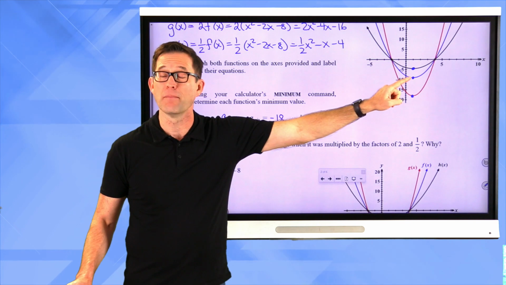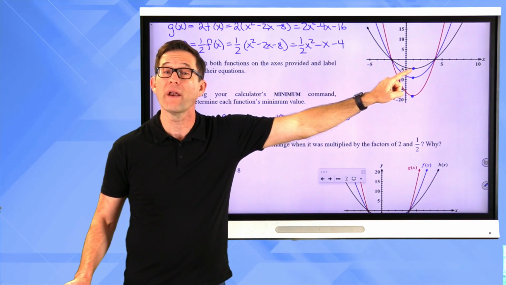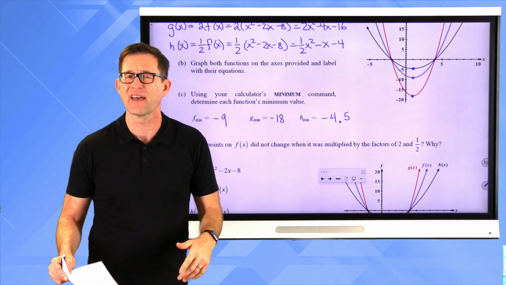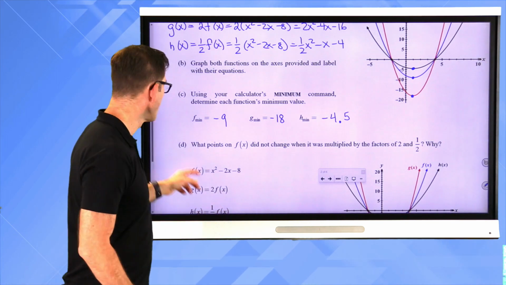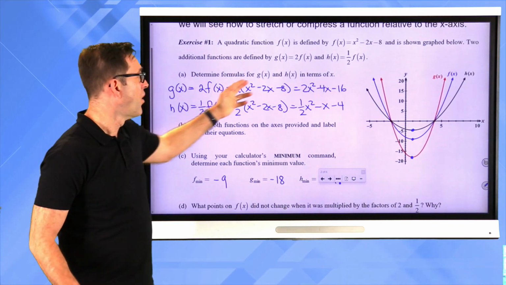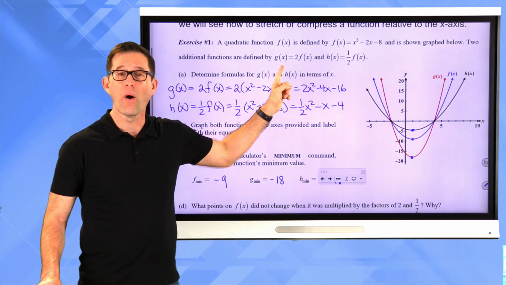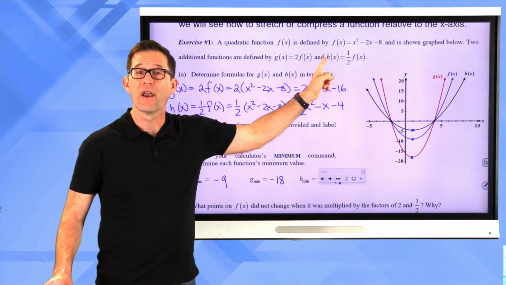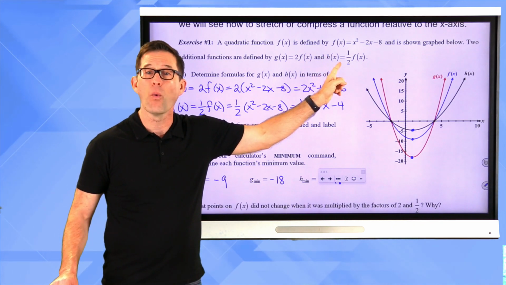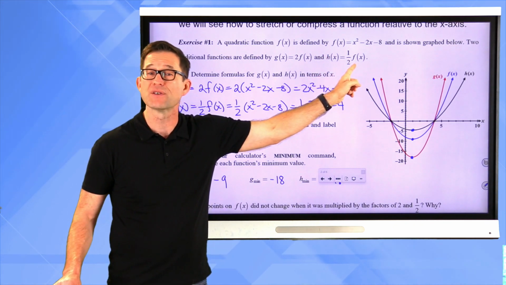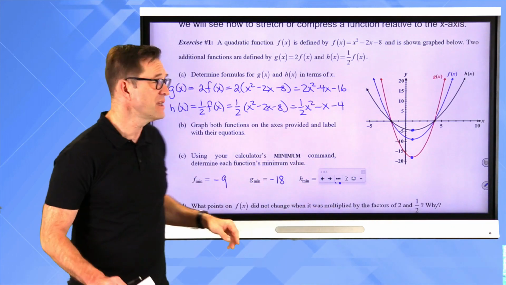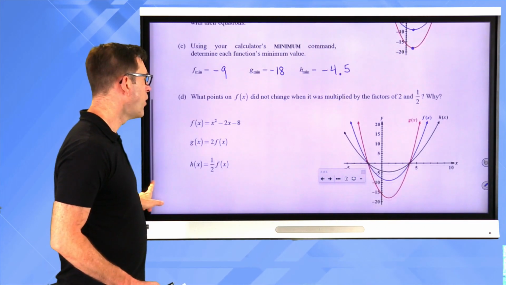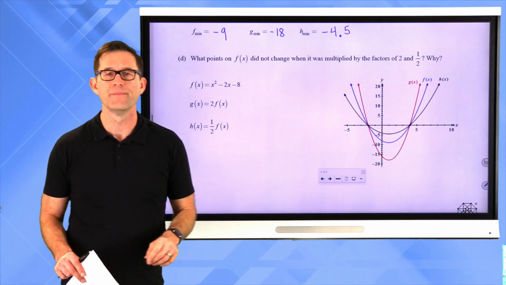And when we multiplied by 1/2, it became 1/2 as far from the x-axis. And that should make all the sense in the world, because literally, all of this says is that all y values on G will be 2 times the y values on F, and all y values on H will be 1/2 times the y values on F. That's it.